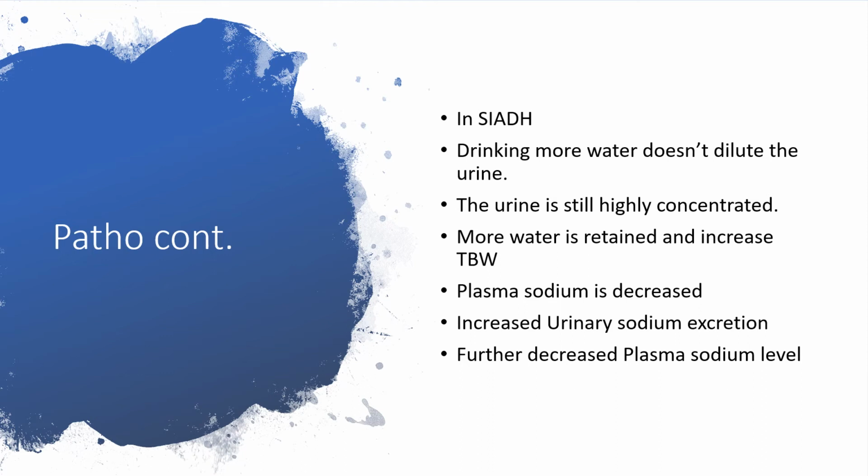Of course, we have two compartments, right? We're talking of plasma sodium, we're talking of urinary sodium. So if plasma sodium level is dropped, then what is happening? Urinary sodium is high. Further decreased plasma sodium level will occur. The more the urinary sodium excretion is increasing, the lower the plasma sodium level.